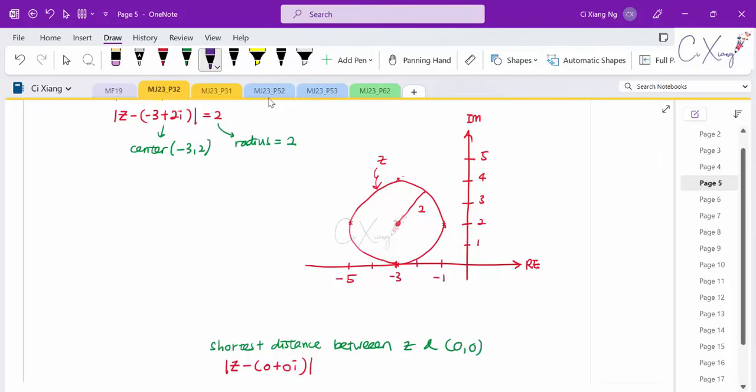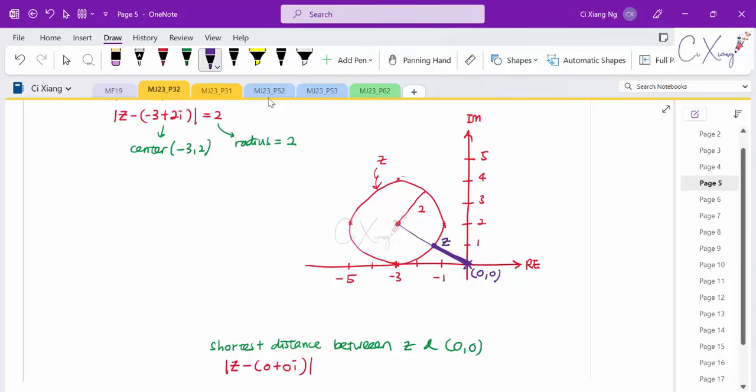Alright, so we are looking for the shortest distance between the z and the point 0, 0. Usually for this kind of question, to find the shortest distance of z, the line actually goes through the center of the circle. Then the shortest distance will be this particular part here. That means my z is at this point, and the thicker line here is the shortest distance that I want to calculate.